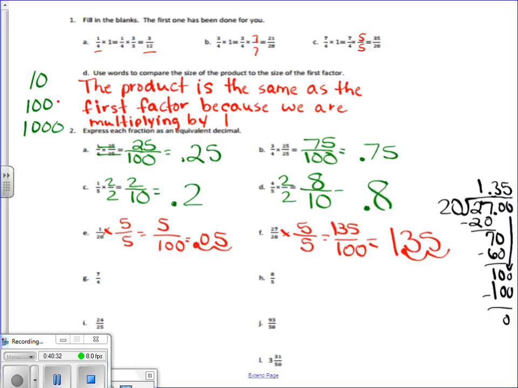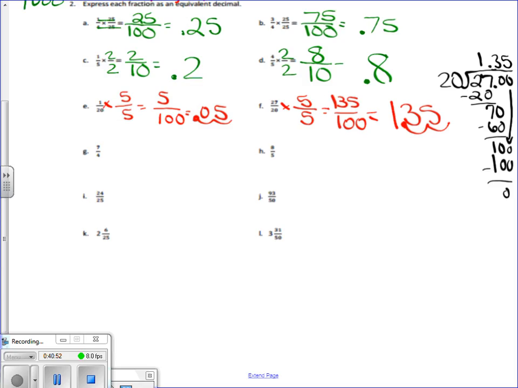27 times 5 is 135. Then you might have multiplied wrong. So whether you do it this way or that way, seven fourths times something equals a fraction that you're going to turn into a decimal.